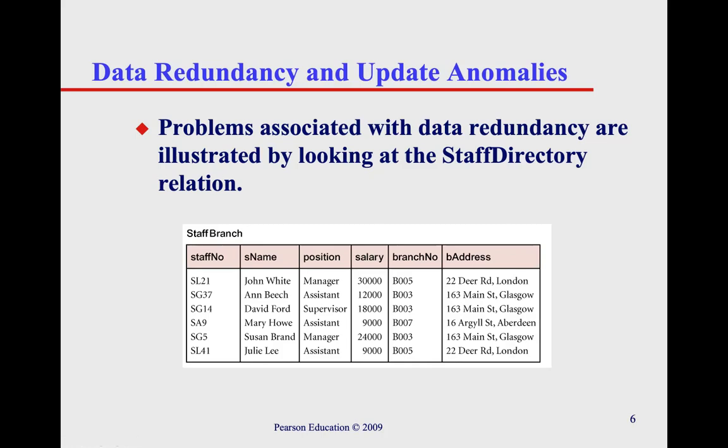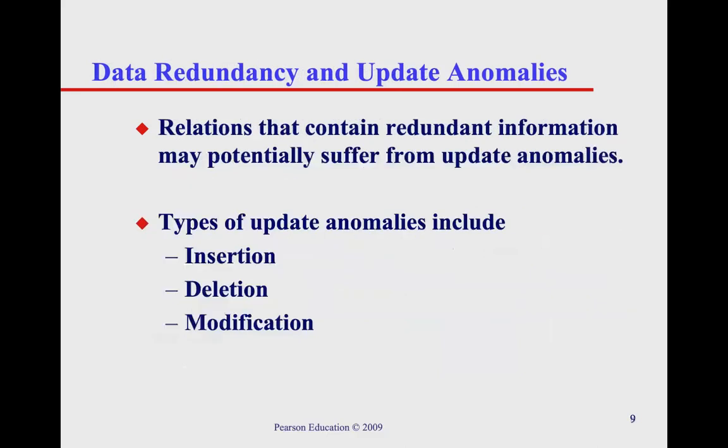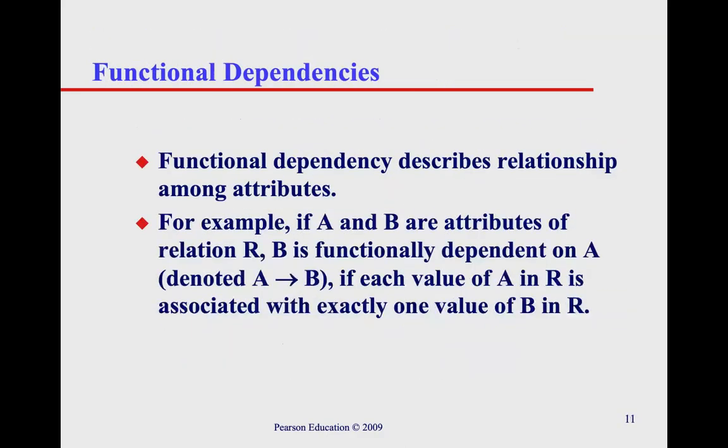So we want to ensure that each entity is in its own relation so that we can eliminate insert and delete anomalies. And we want to ensure that descriptive attributes aren't repeated so that we can avoid modification anomalies. The way we're going to do that is with functional dependencies. So we're going to identify functional dependencies among attributes.